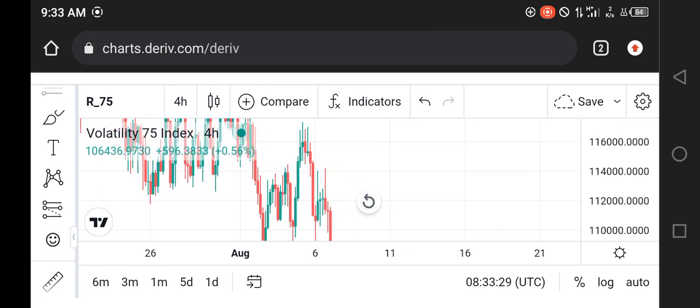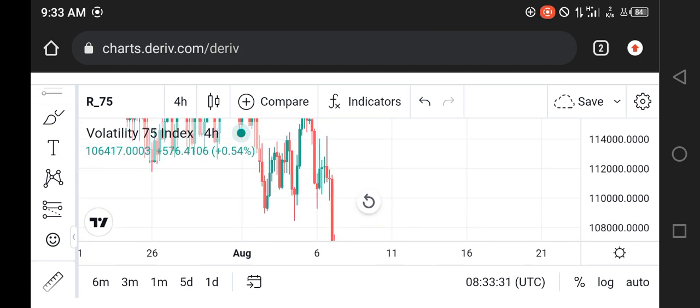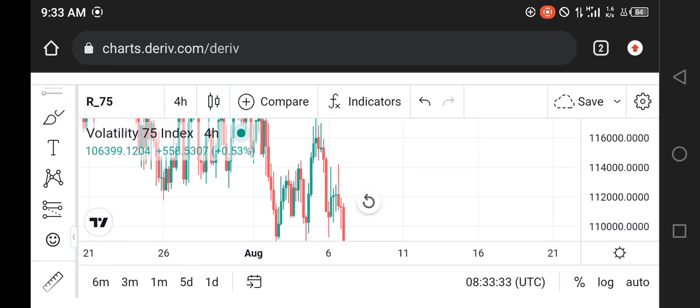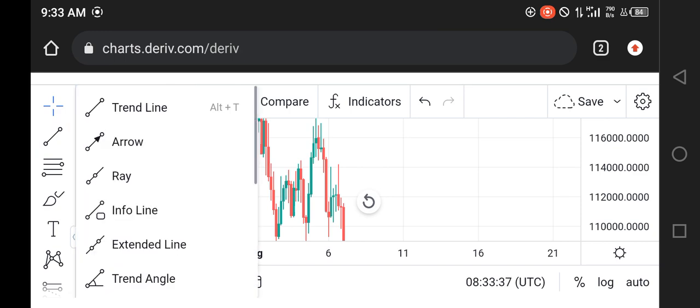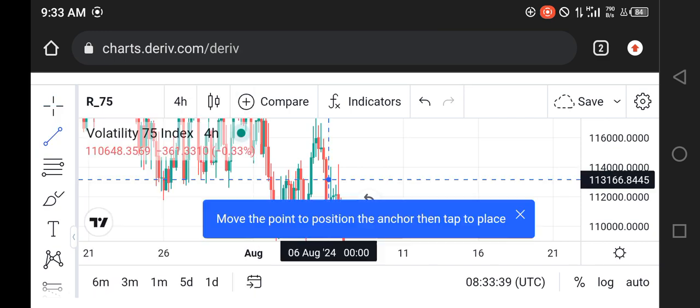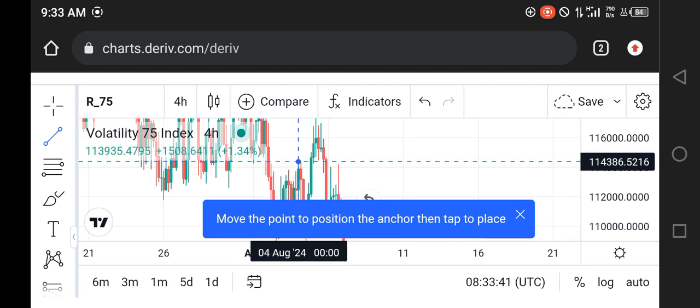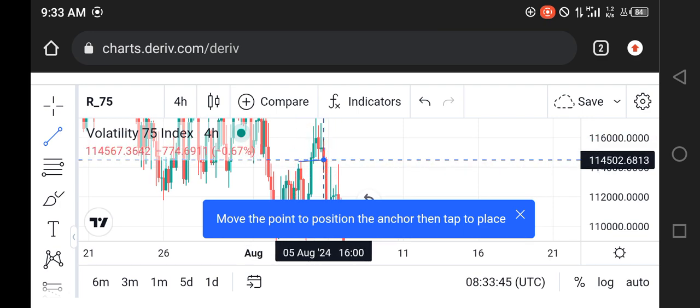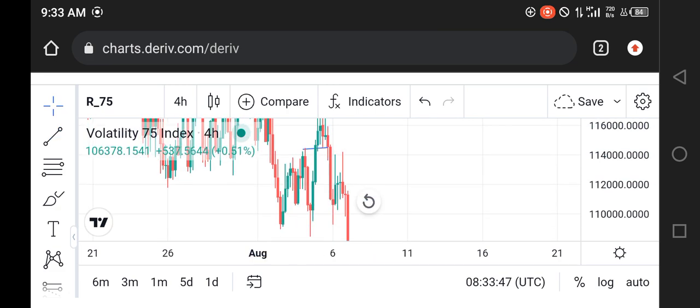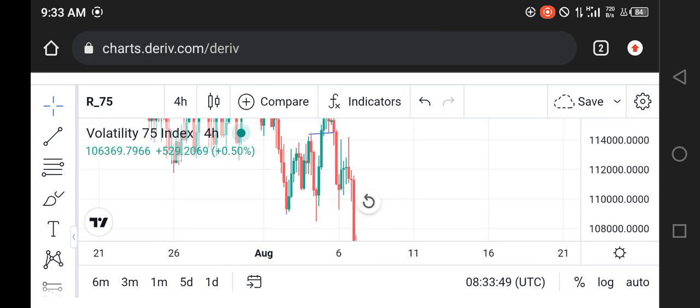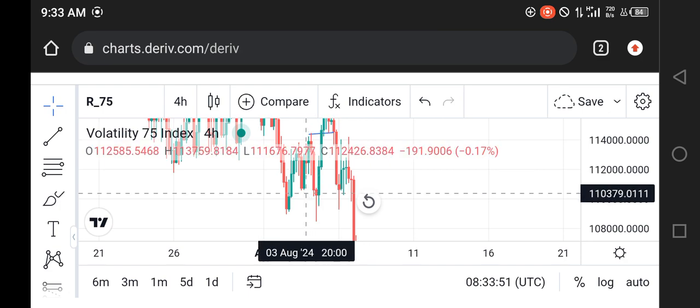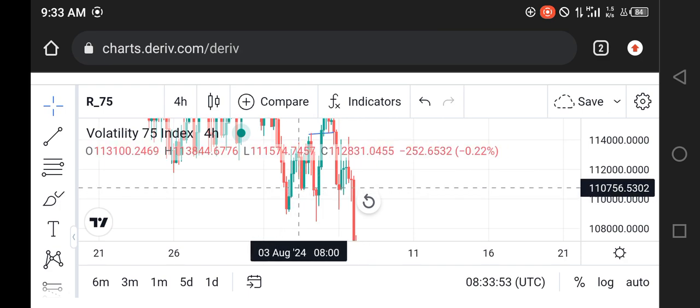So you can actually see here that right here there's a sweep of liquidity. Let me pull up my trend line to actually show you guys this. There's a sweep of liquidity right here, and there's another break of structure around this point. So around this point there was a break of structure.